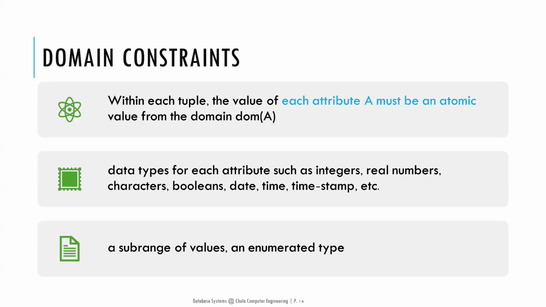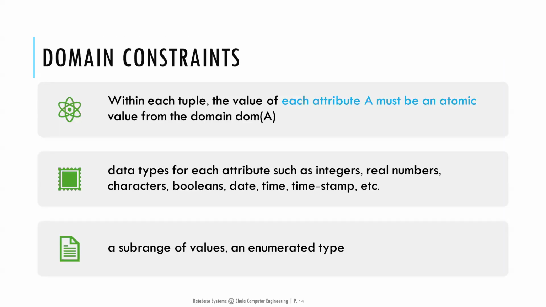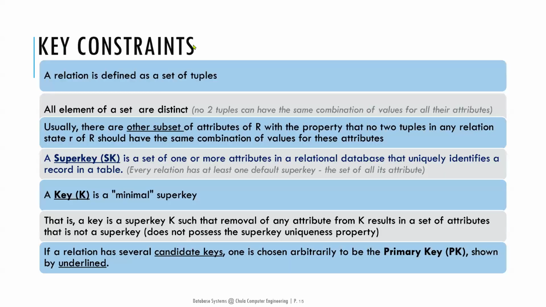Okay. Now, first thing is domain constraint. This is easy. Just three words: atomic, within the domain, and could be any type of the data types here. Now, next one is called key constraints. What I'm saying here is that a relation is defined as a set of tuples, right? So you have a relation, you have many, many tuples.